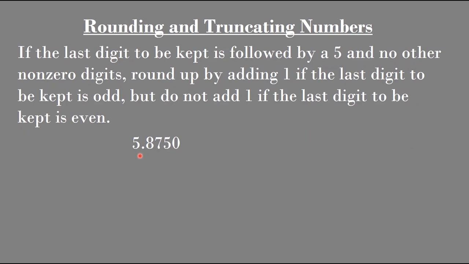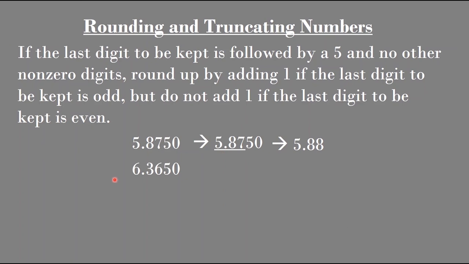5.8750, and if we have to round this to three significant digits, those three significant digits will be 5, 8, and 7. If I have to round it to this, I will look at the number that is right after that. It is 5 and no other non-zero number. I have 0 but no other non-zero number. So I will round up because my last digit to be kept is odd, and the answer will be 5.88. So we did the rounding up based on the rule that if the last digit to be kept is odd, then add 1.